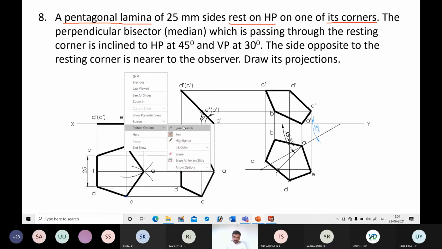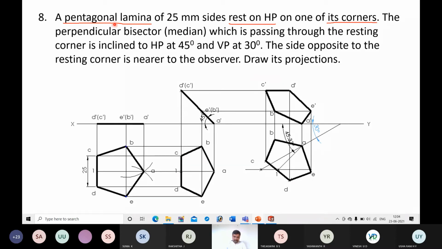Since it is a pentagon lamina resting on HP and it is resting on a corner, you should draw the initial view like this. First draw the pentagon. Take the corner towards right, that means one point should be towards right and edge towards left. Then project the points, get the front view.